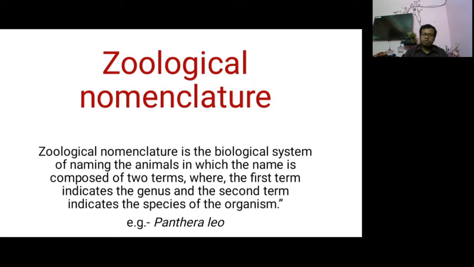Today I will discuss zoological nomenclature. Zoological nomenclature is the biological system by which we provide scientific names to animals. The scientific name is composed of two terms. The first term indicates the genus, and the second term indicates the species, such as Panthera leo, the scientific name of lion, where Panthera indicates the genus and leo indicates the species.